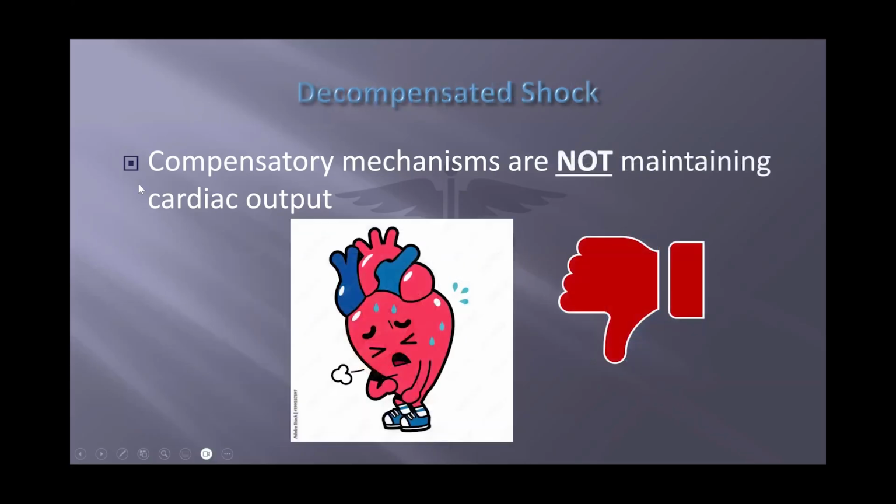Once we get to decompensated shock, these mechanisms aren't really maintaining cardiac output anymore. They're trying, so you still see decompensated shock with high heart rates and respiratory rates and all of this sort of stuff. But by the time you start seeing decompensated shock, you're going to notice that the heart is having a hard time here. And you're going to tend to start to see those vital sign shifts, especially blood pressure is going to start to drop during the decompensated stage.